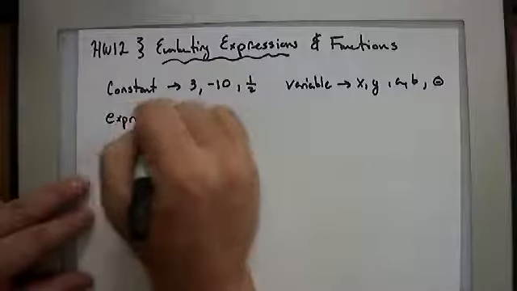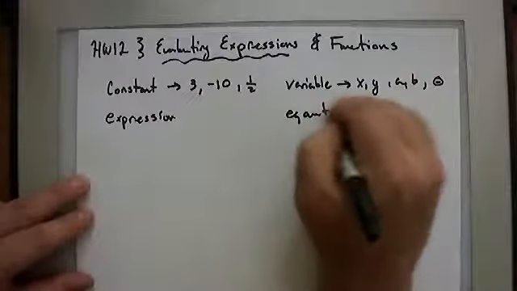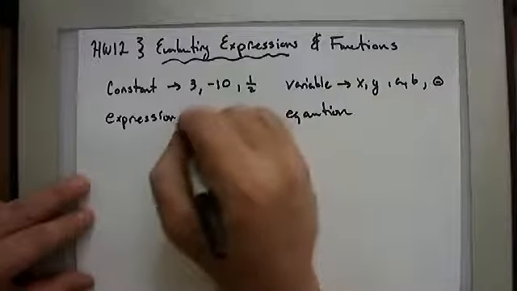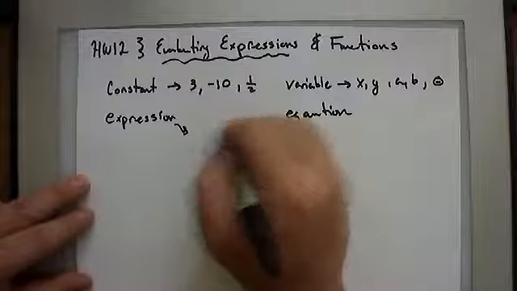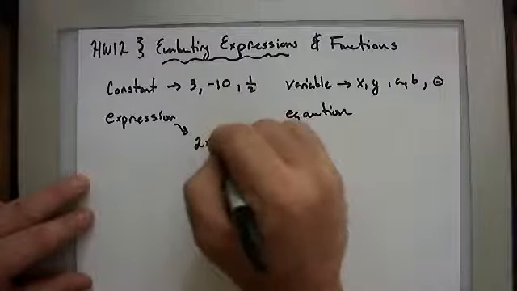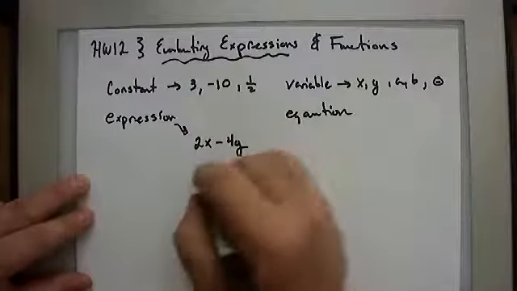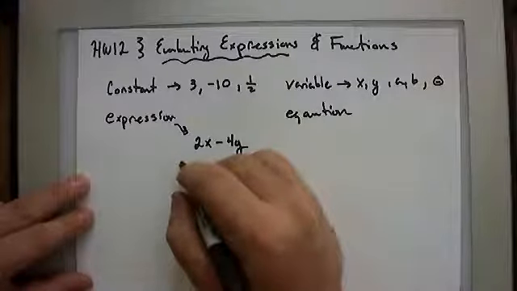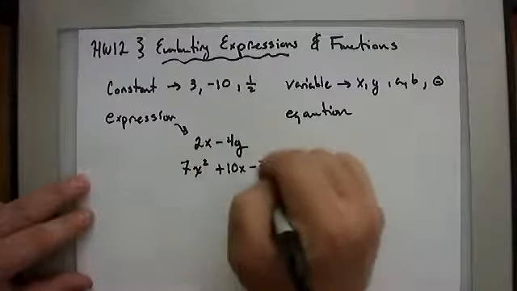A couple other terms you would want to know: expression versus an equation. For the most part, we'll be working with expressions in that they don't have an equal sign, or they're equal to what you're supposed to find, not equal to a value. So something like this, 2x minus 4y, that's an expression because there's no equal sign, right? Or 7x squared plus 10x minus 3, that's an expression.